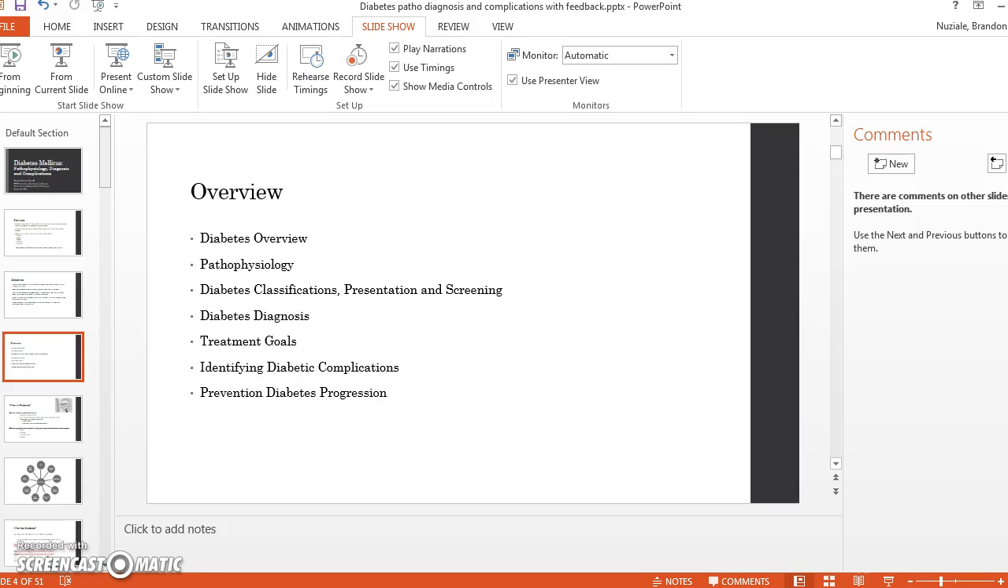So our overview for this portion of the course will be to discuss an overview of diabetes, go into detail over the pathophysiology of diabetes, as well as discussing the classifications, how diabetes presents, and what screening tools we have available, discussing diagnostic criteria, and then going into what our treatment goals may be, and identifying potential diabetic complications and how we might prevent the progression of diabetes. So hopefully we can stick to this flow.